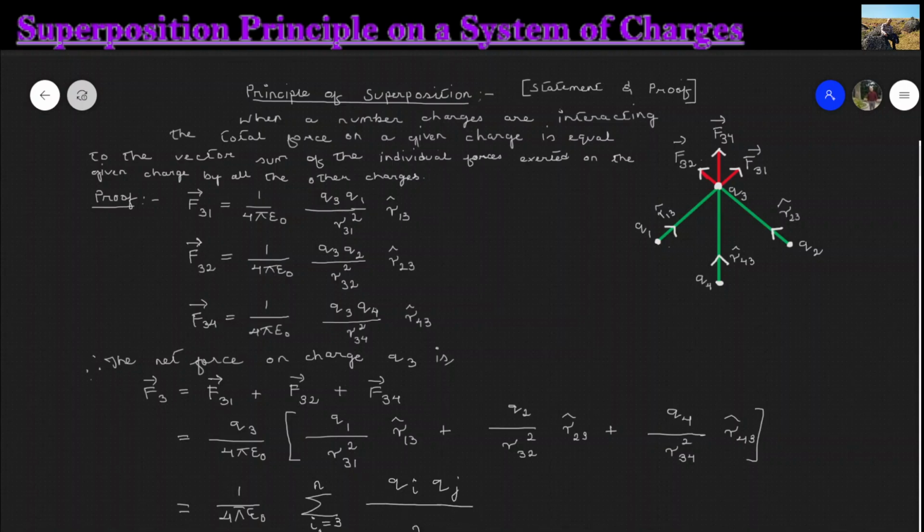And over here, you have to write that square distance, which is r_ig squared, with the square. And you have to also write r_ig cap. So this would be the expression for the total force exerted on Q3 due to the other charges Q1, Q2, and Q3. Now, this expression is important.